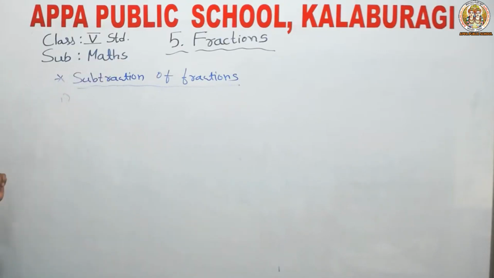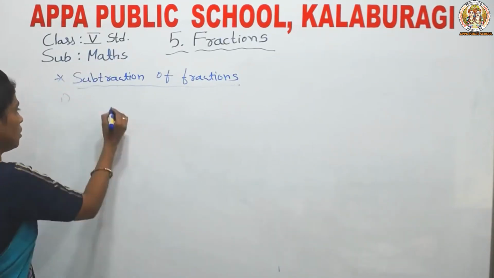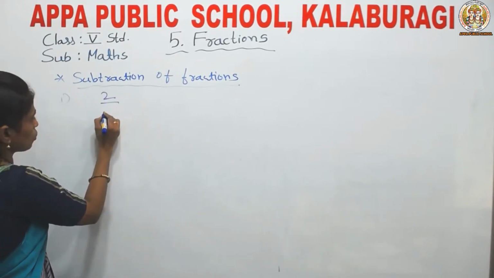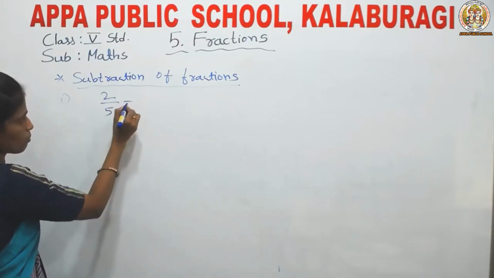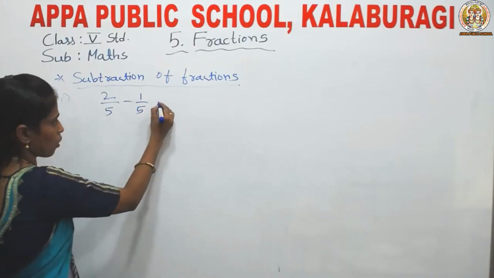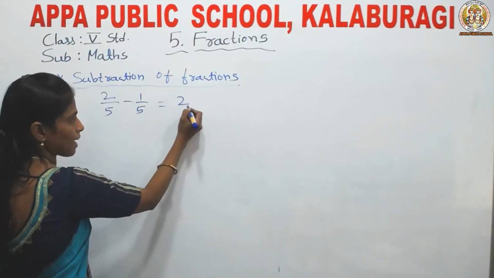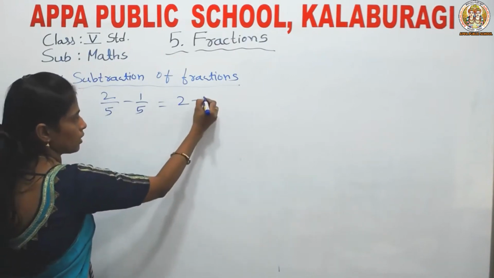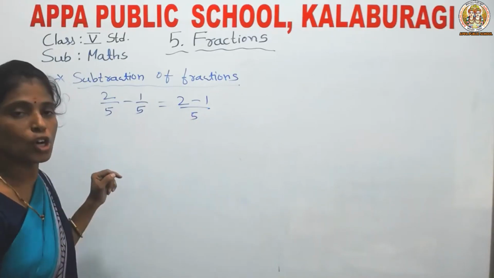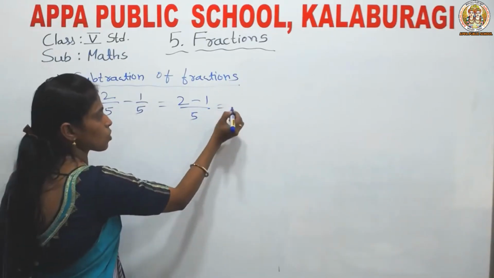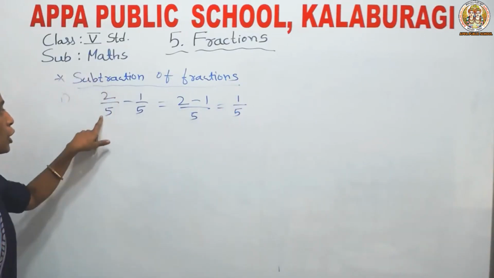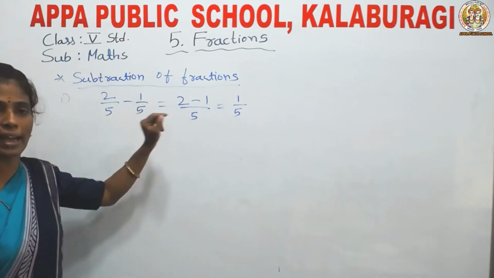In this, first, when the denominator is the same, for example, 2 by 5 minus 1 by 5. When the denominator is the same, do like this. Write the numerator as it is, 2 minus 1 divided by 5. The denominator is the same, so it is not necessary to take the LCM. Now solve like this. 2 minus 1 we get 1 divided by 5.